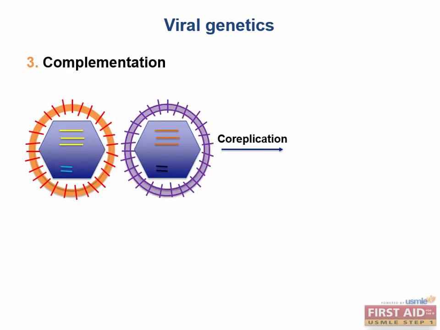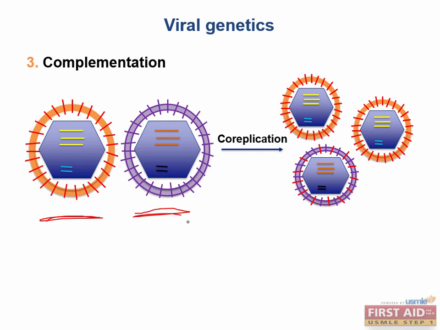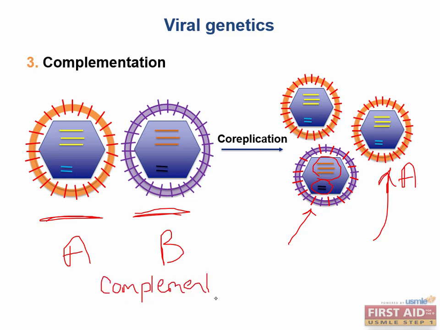The next process is complementation. Complementation is when genetic material from one virus complements another's. For example, when two viruses such as these co-infect the same cell, virus A can encode a protein that can help out virus B. Here we can see virus B and A, and although virus B's genetic material didn't change, it is expressing a new red protein on its surface, which it got from virus A. So here, virus A is complementing virus B.